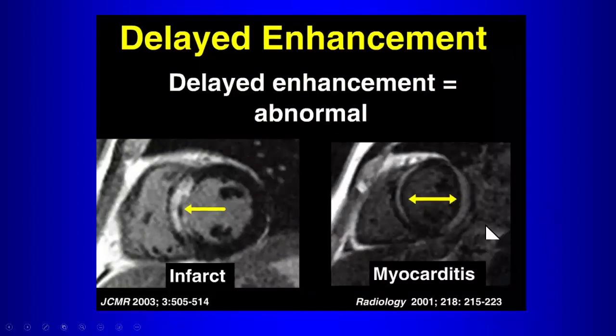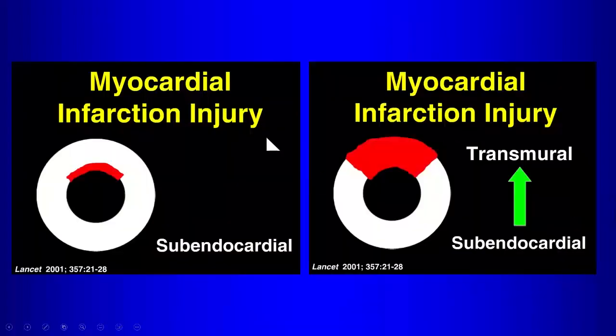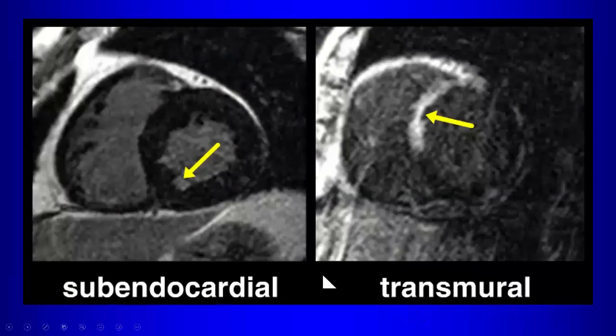Okay? As opposed to myocarditis, where the enhancement can be in more than one distribution, and here it can be mid-myocardial, it may be epicardial, so it tends to spare the endocardial surface. So myocardial infarct starts in the endocardium and then progresses towards the epicardium. It can be partial thickness, it can be full thickness, okay? But it should always involve the endocardium. Here's a very small infarct, here's a more extensive infarct, okay?